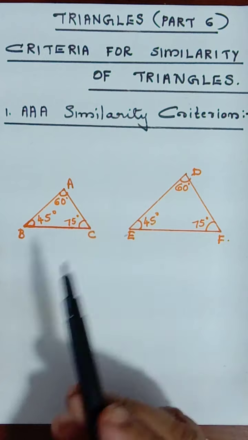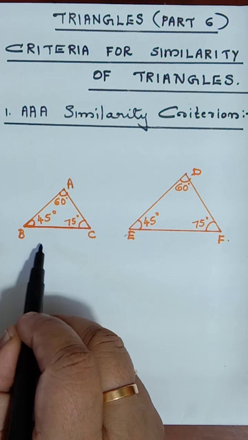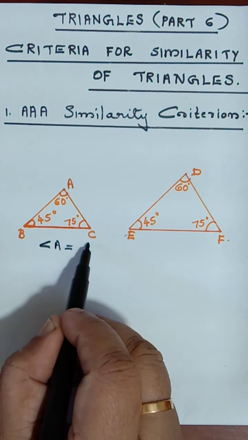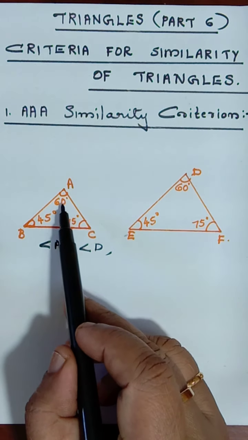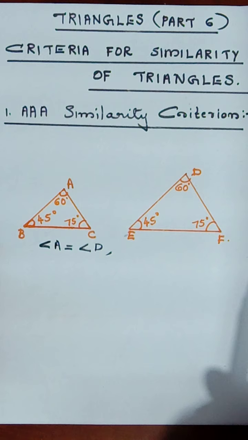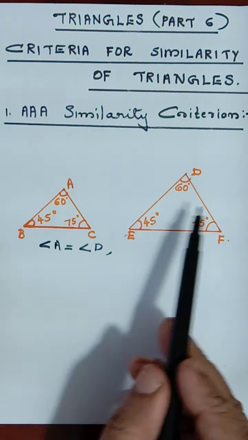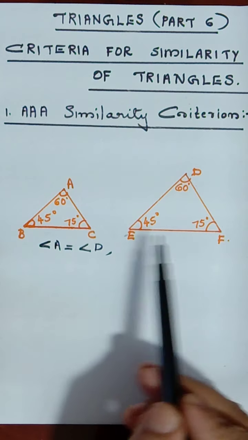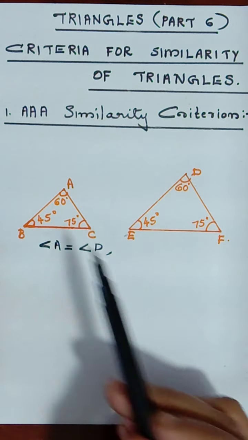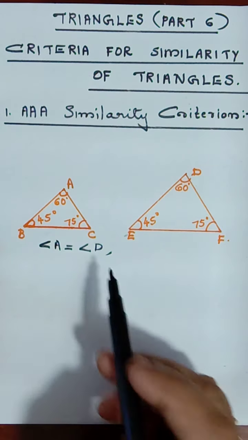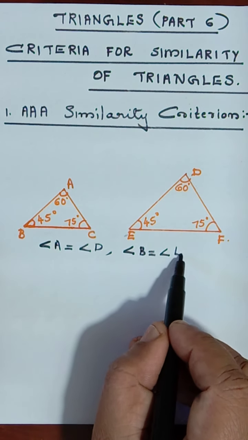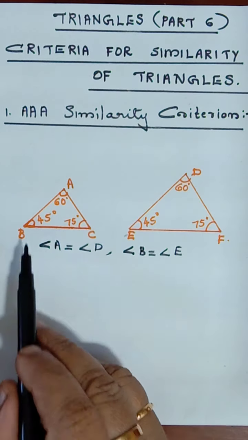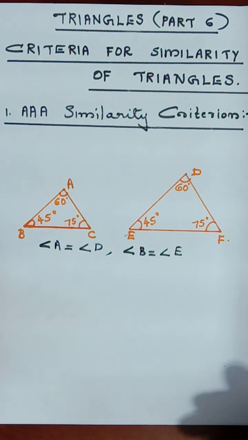That means in both these triangles if we are comparing, angle A is equal to angle D we can see. Angle A is equal to 60, angle D equal to 60. How much is not important here, only thing is whether they are equal or not. Whatever may be the angle, are they equal? Any two pairs equal. Here angle B equal to angle E. Angle B 45, angle E is also 45.